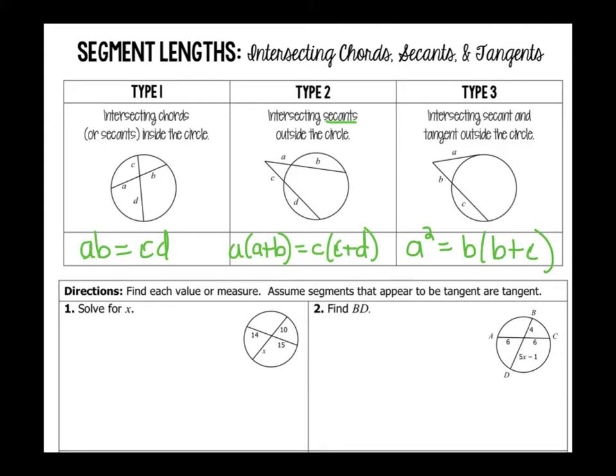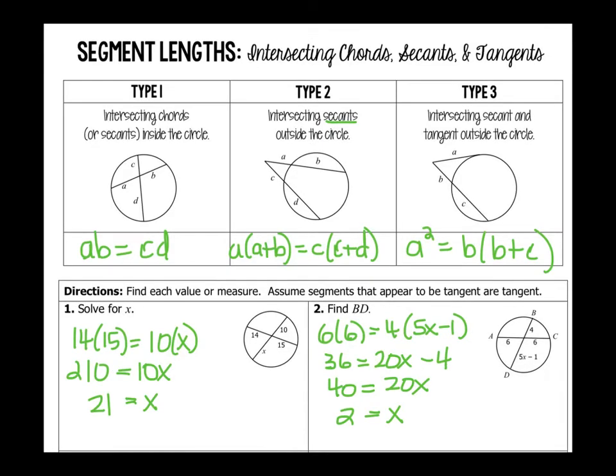So in this first one, number 1, I know that 14 times 15 equals 10 times x. And in the second one, I know that 6 times 6 equals 4 times 5x minus 1. I'm going to pause and do the algebra. So the answer to number 1 would be 21, and the answer to number 2 would be 2.